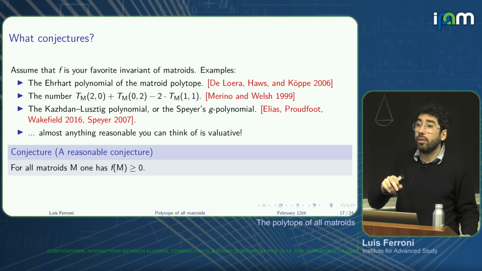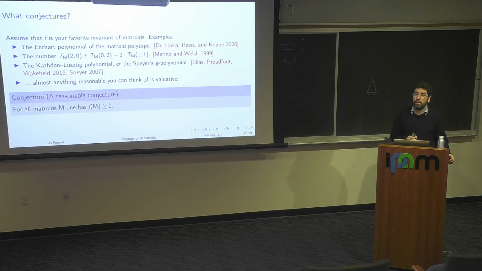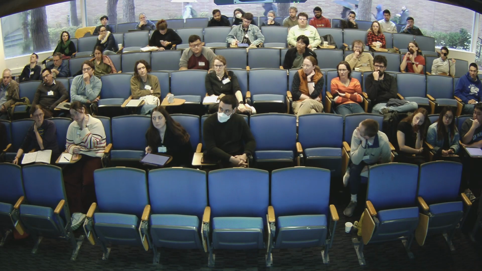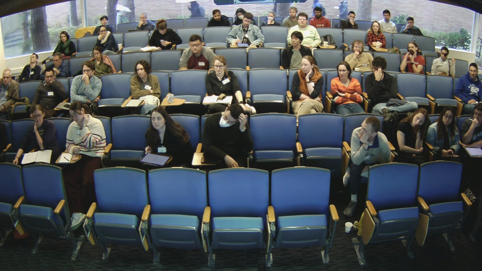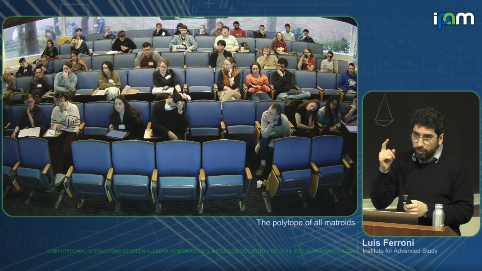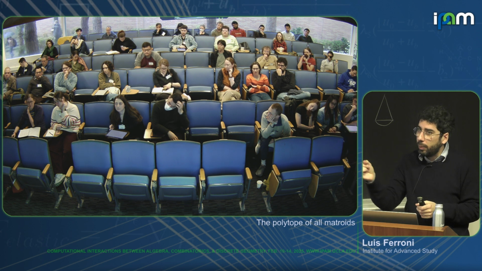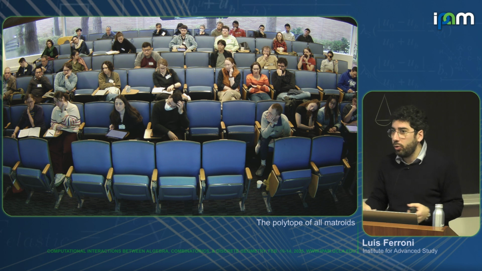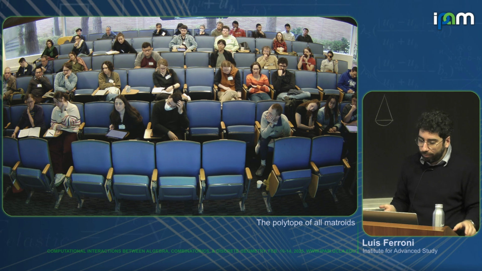Question: can you explain why the Ehrhart polynomial of the matroid is invariant? Well, the Ehrhart polynomial is invariant under permutation of coordinates. If you give me any polytope that you like, and you permute the labeling of the coordinates, the Ehrhart polynomial will stay the same, because permuting the coordinates is a unimodular equivalence.